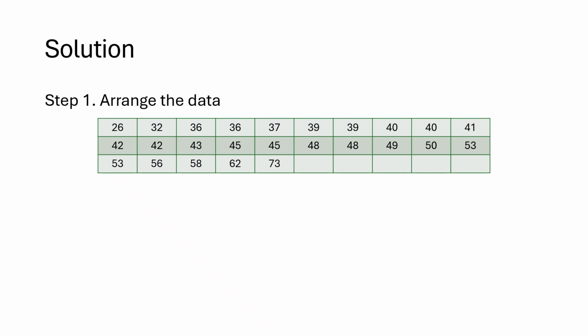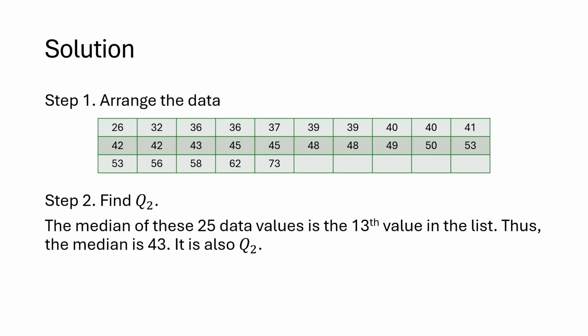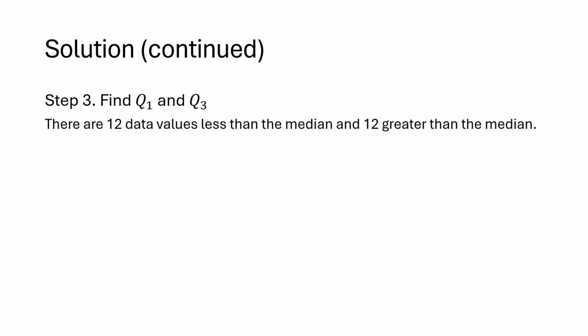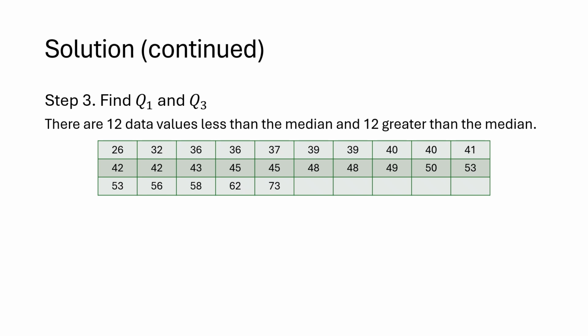Step 2 is to find Q sub 2, which is our median. There are 25 values, so the middle value should be the 13th value in the list. Thus, the median is 43. It is also, by definition, our second quartile, or Q sub 2. Step 3 is to find our first and third quartiles, Q sub 1 and Q sub 3, respectively. In our dataset, there are 12 values less than the median 43, and there are also 12 greater than the median.